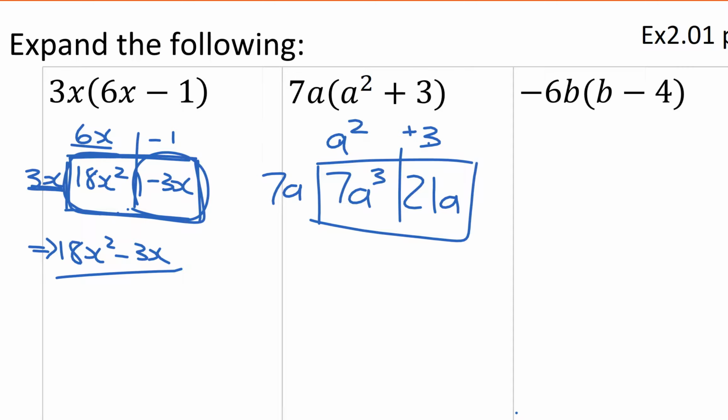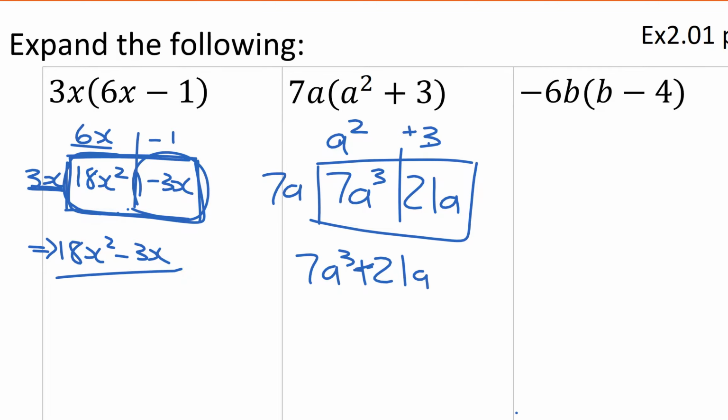What's my answer here, Toby? 7a cubed plus 21a. Here is my answer. Spot on. 7a cubed plus 21a. Any issues with that one? Is the box method relatively straightforward to use now? Yep. You remember that one?